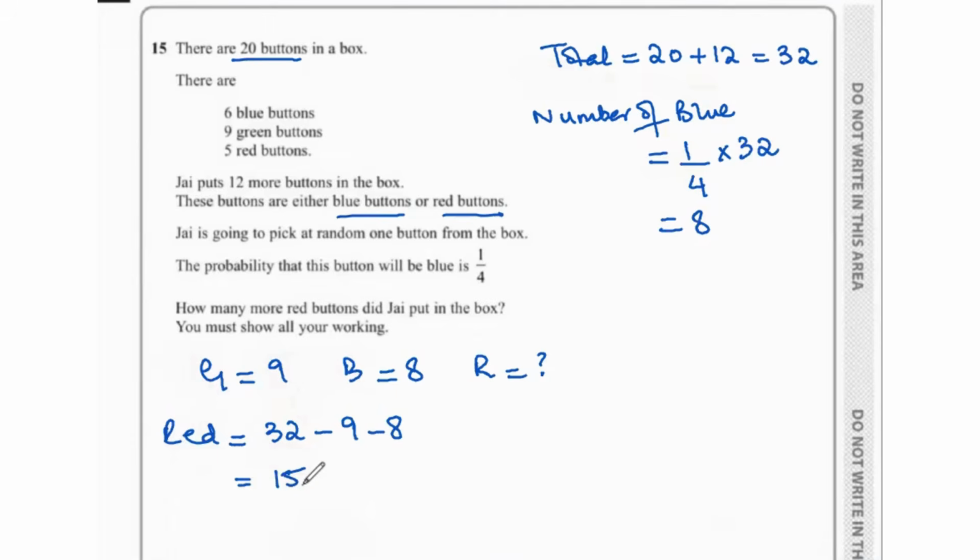Now this includes the new buttons being added and the old buttons. So new buttons are going to be 15 minus 5, and that's 10. So 10 new red buttons were added to the bag. That is your answer.